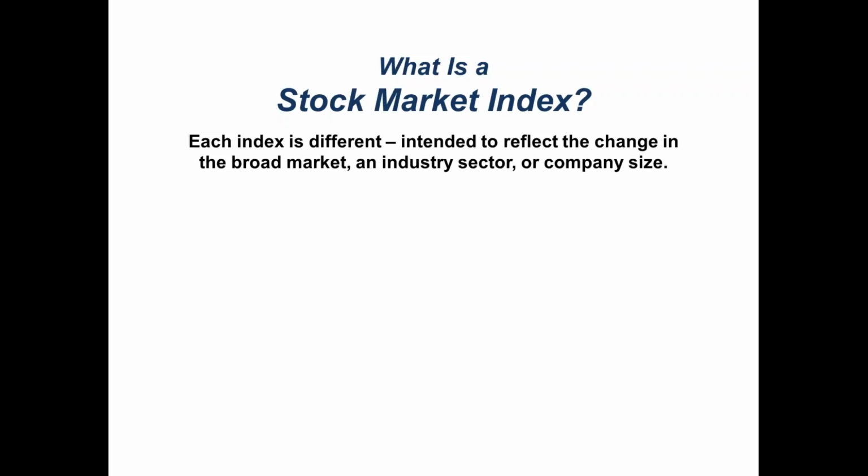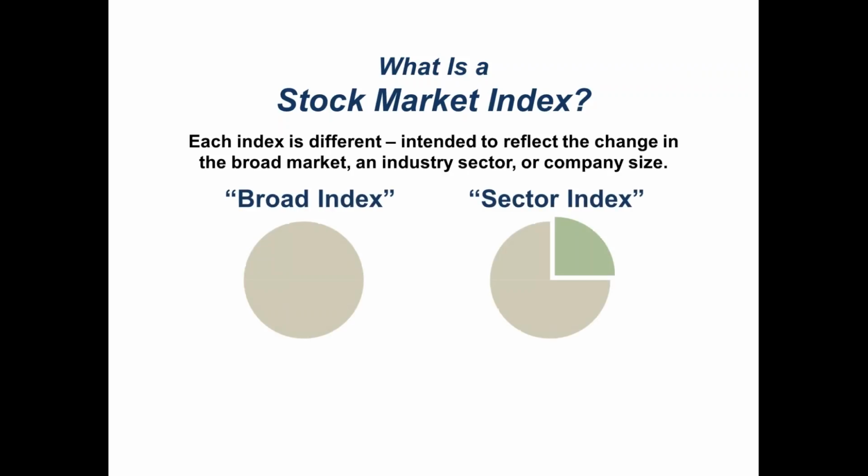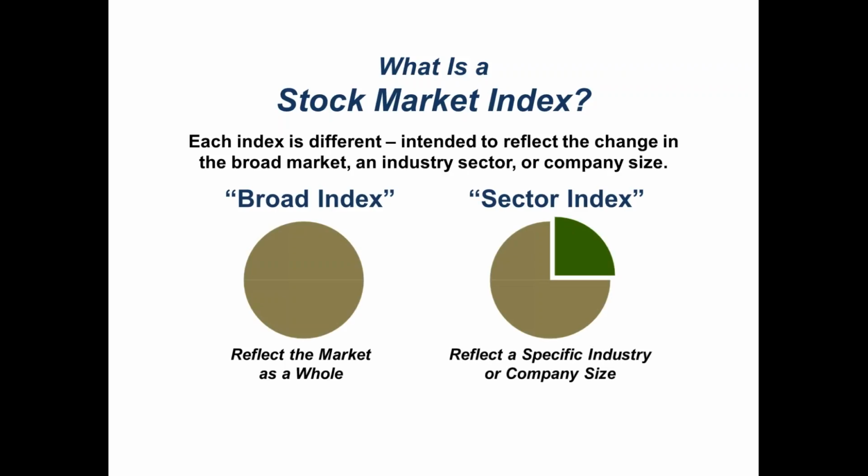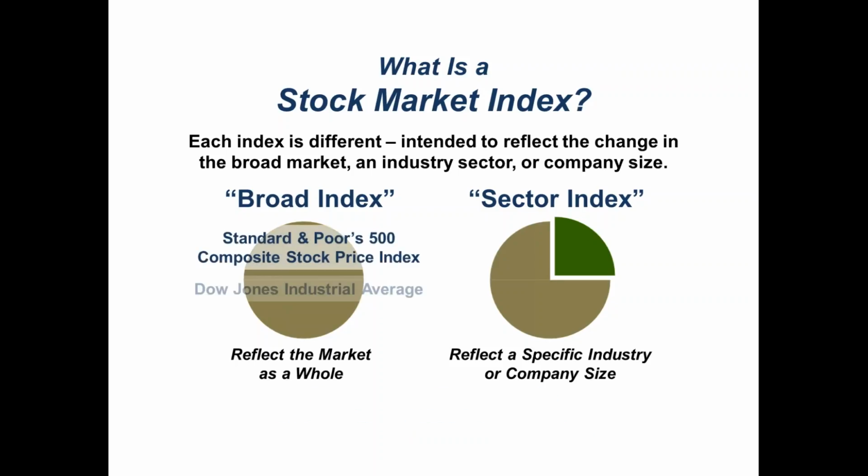Each index is different, and they're typically intended to reflect something: either the broad market, a sector of an industry, or maybe a size of company. Broad indexes reflect the market as a whole, or some big chunk of it, versus sector indexes reflect a specific industry or maybe a company size. For example, the S&P 500 is the benchmark U.S. broad index. It's stocks of 500 big companies, what we call large cap companies, and all the different sectors are broadly represented on the S&P 500.